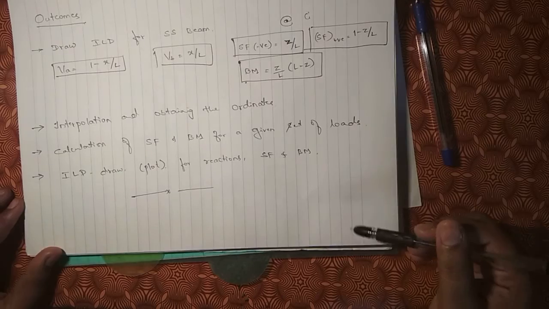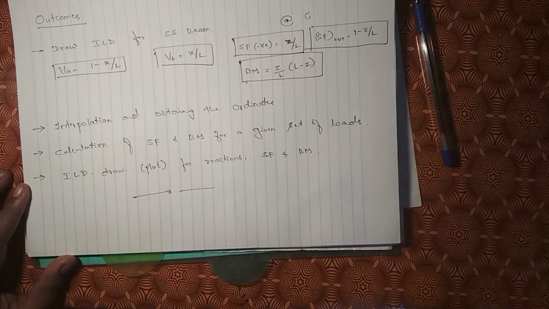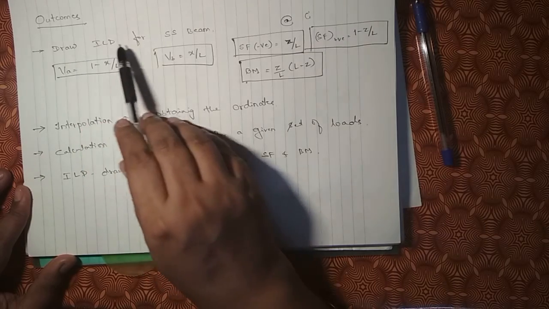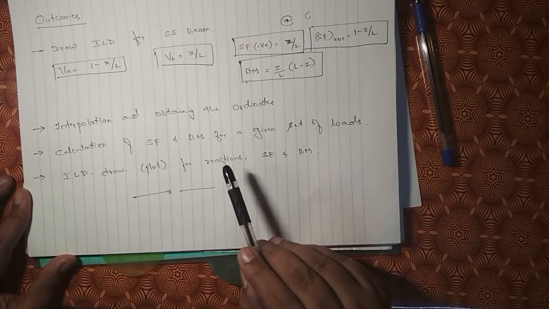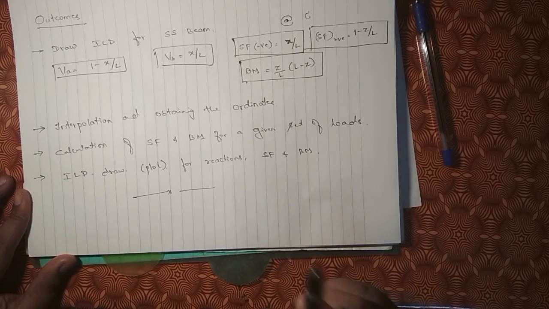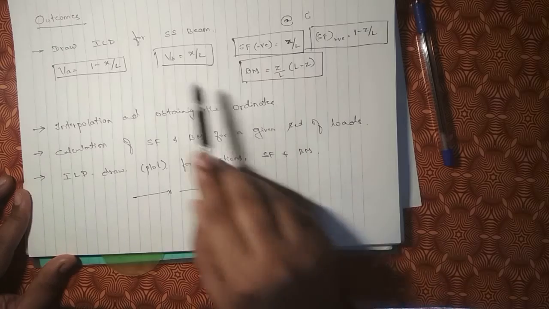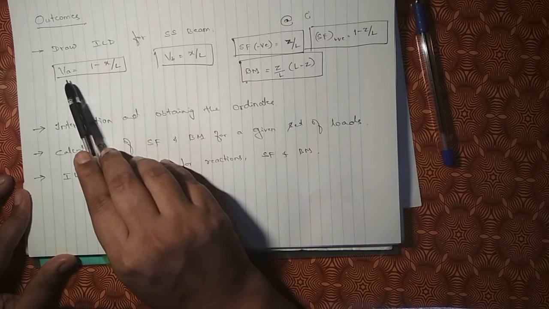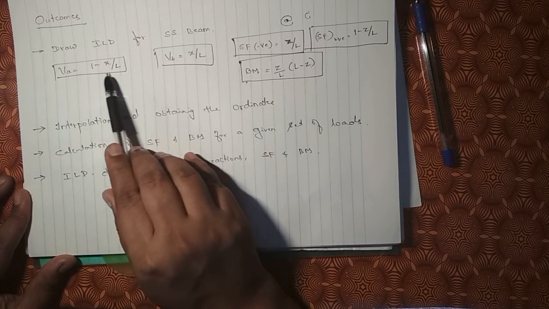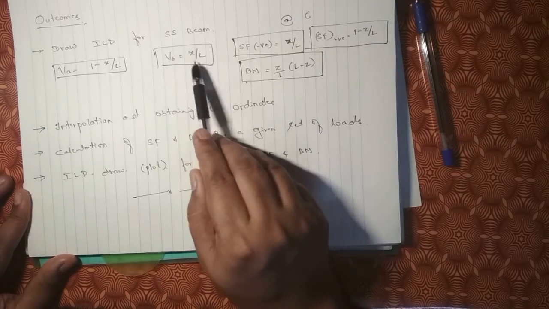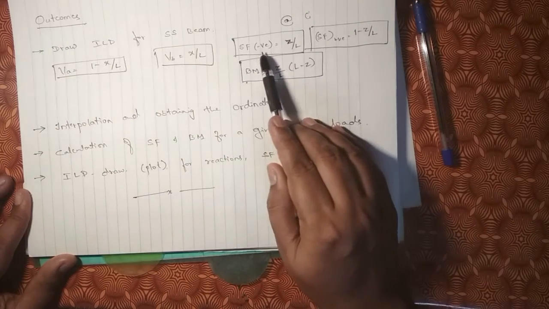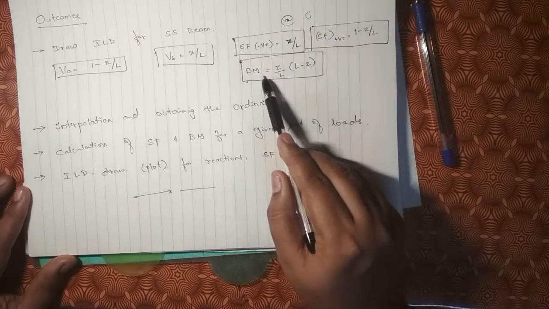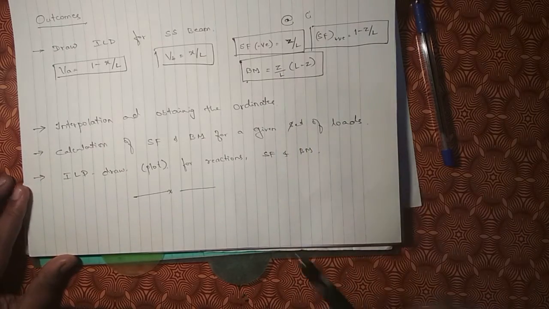With this, I would like to summarize today's session. These are the outcomes for the day. We have learned how to draw the influence line diagram for a simply supported beam with a unit load moving on the beam. When the unit load moving on the beam is considered, we get the support reaction VA equal to 1 minus x by L, VB is x by L, shear force negative is Z by L, shear force positive is 1 minus Z by L, and bending moment is Z by L into (L minus Z).